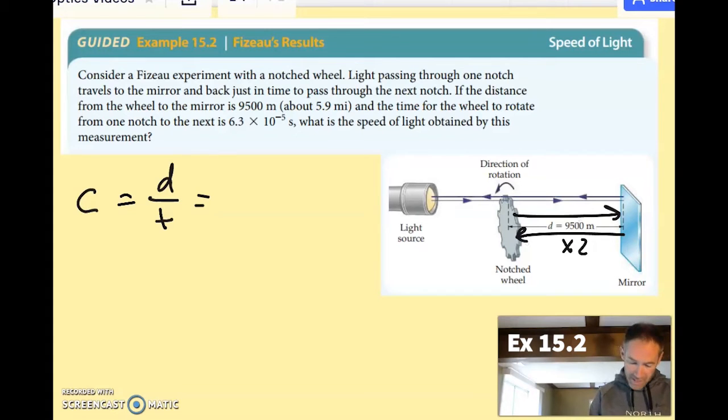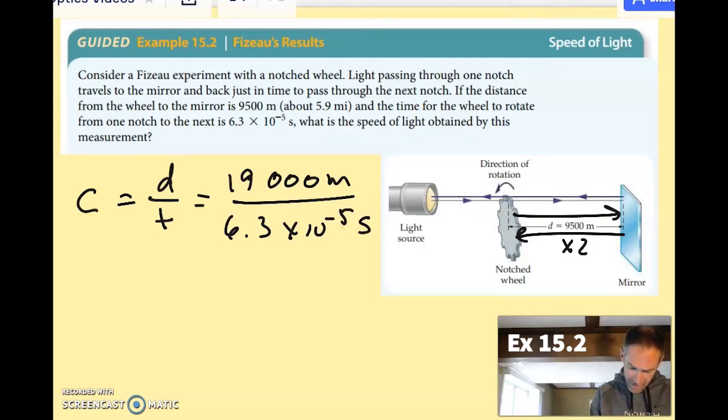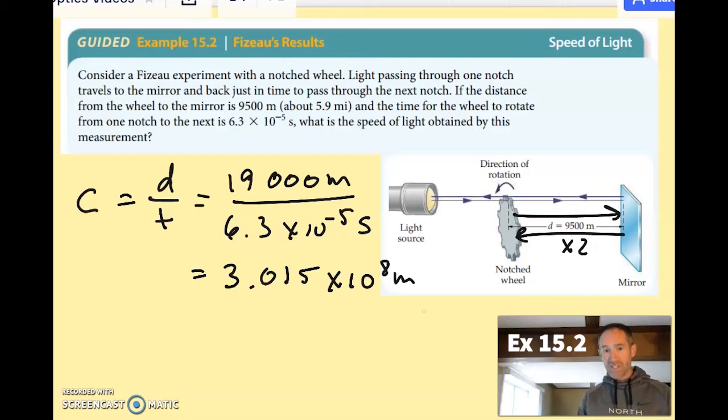So that's going to be 19,000 meters. And I'm going to divide that by the time that they said, 6.3 times 10 to the minus 5 seconds. That's a tough one to do in my head, but I did that before I started this. And I got 3.015 times 10 to the 8th meters per second. And the authors did a nice job on this. If you can remember, Fizeau got a number that was just a little bit too high, and they're giving us a number that's just a little bit too high here too.